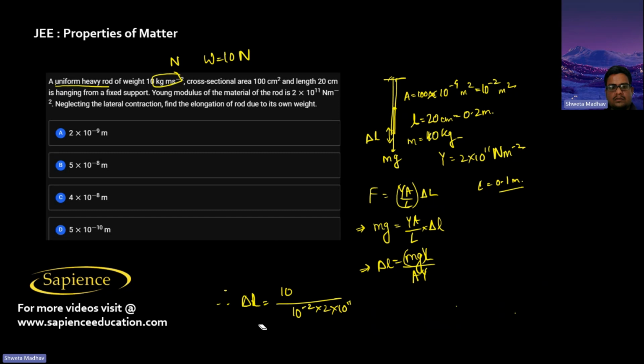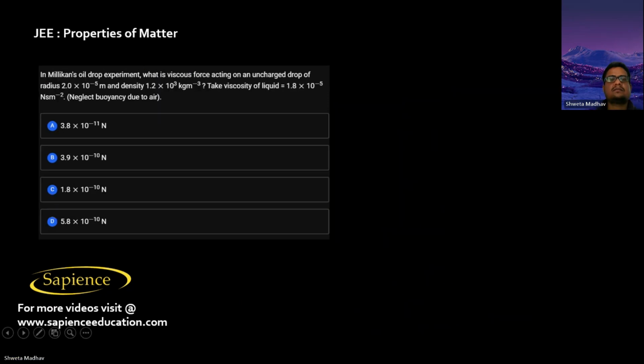So it means this will be 10 into 0.1 divided by A into Y. So this will be now 1 by 2 into 10 power 2 minus 11, which is 0.5 into 10 power minus 9, which is 5 into 10 power minus 10 meter. So option D is the correct answer.